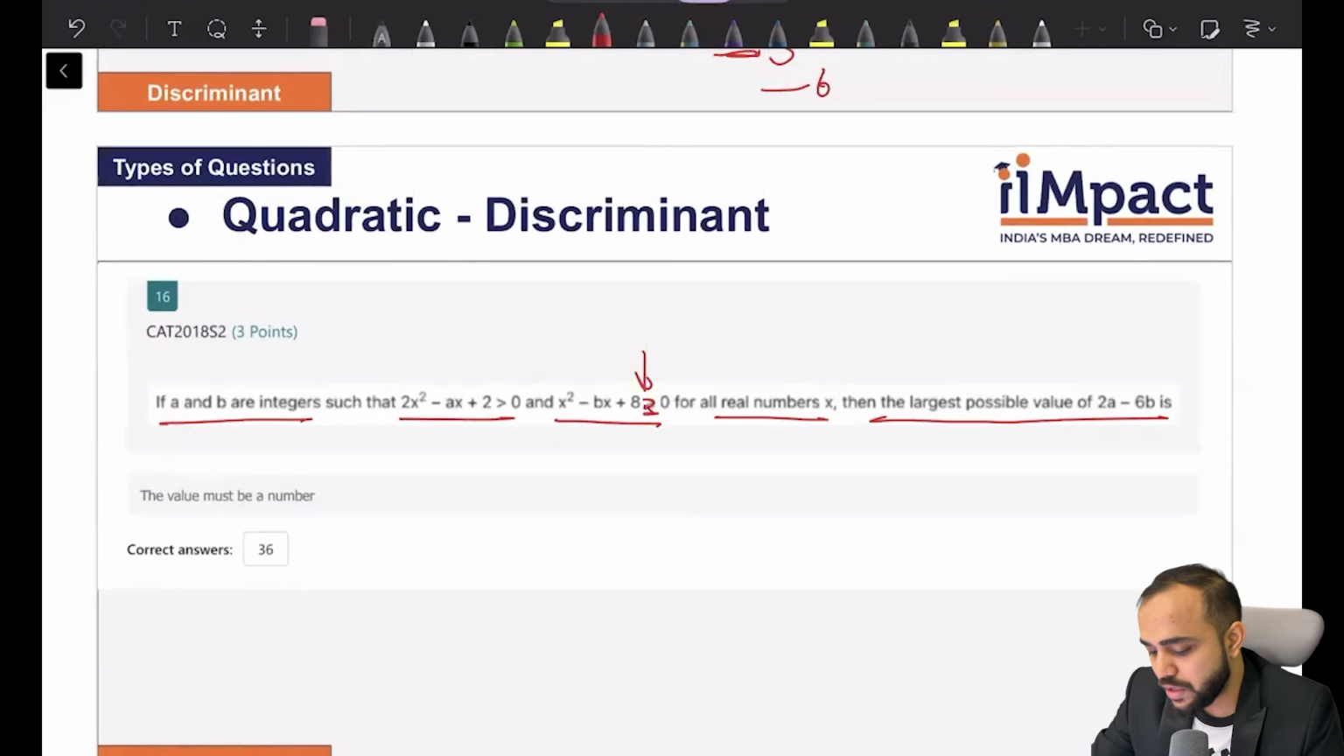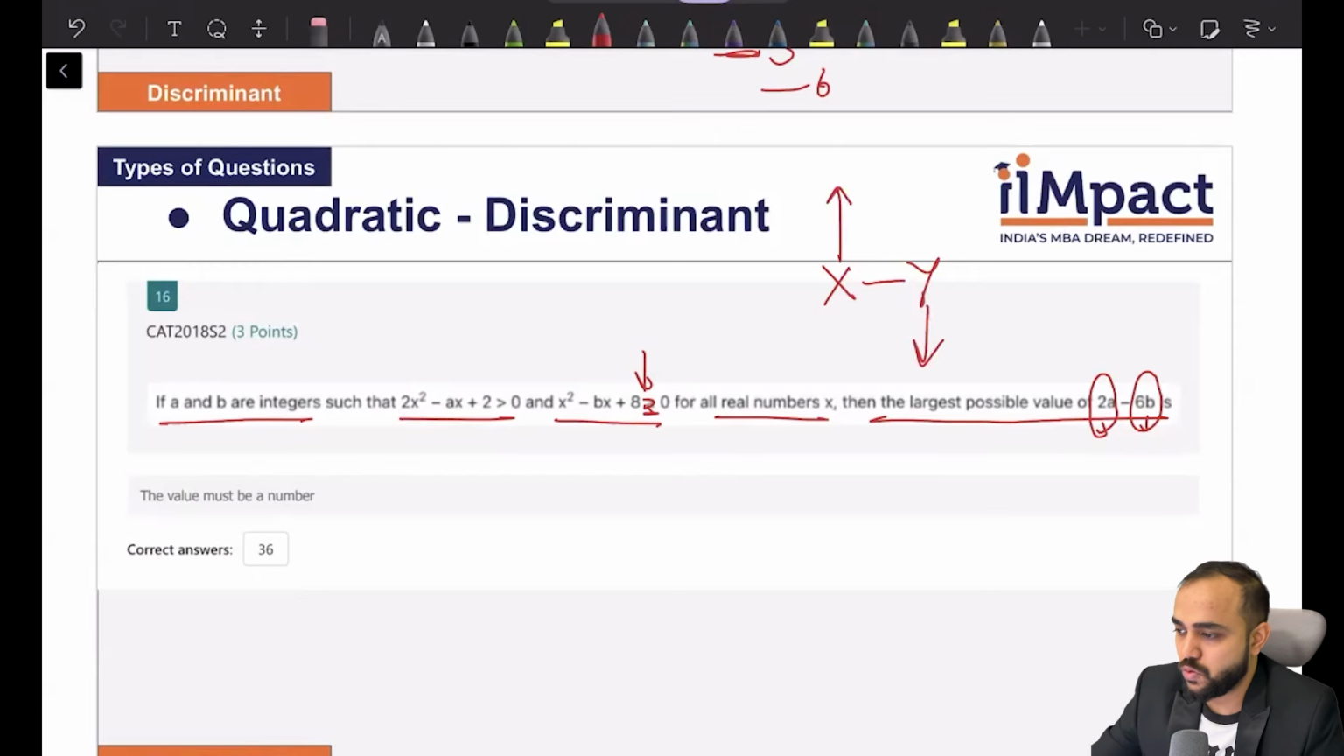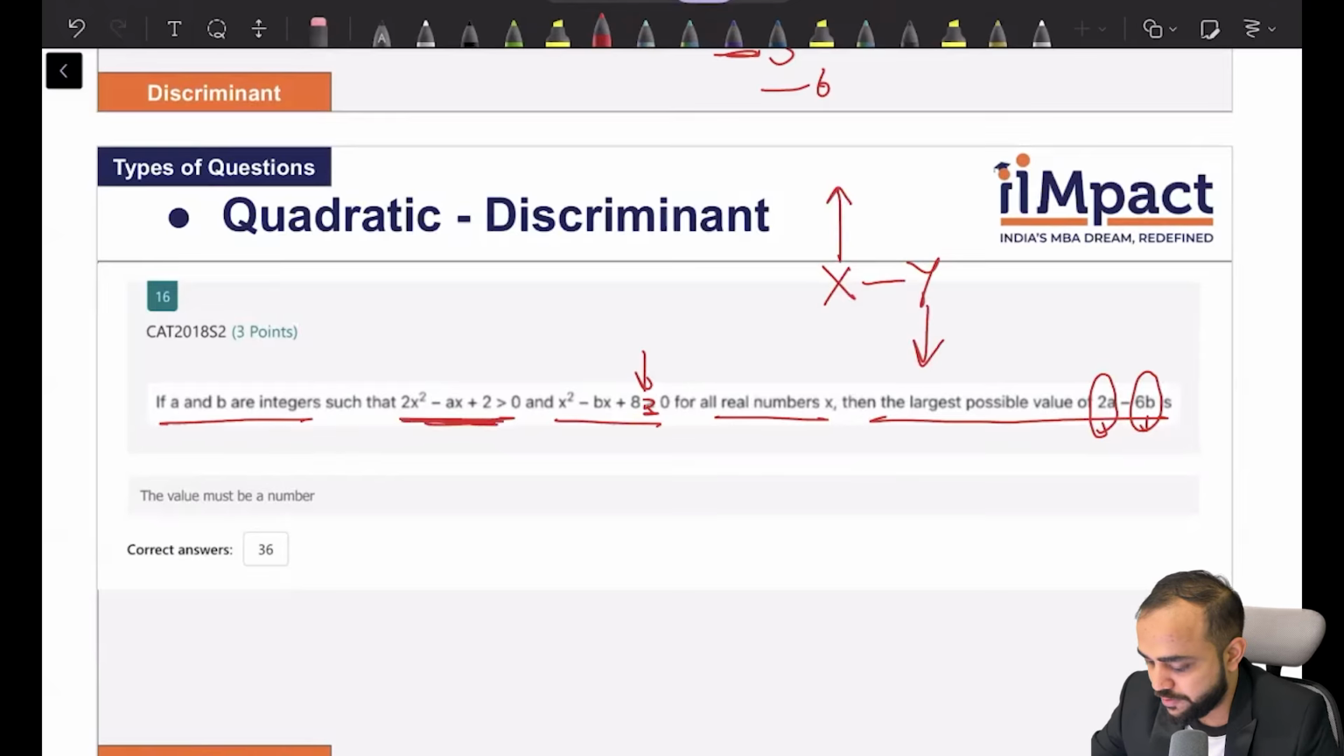So I individually have to find the maximum value of a and the minimum value of b, so that their difference is maximized. If I give you something like capital X minus capital Y, and if I ask you to maximize this, what would be your thought process? I can either increase X, or I can decrease Y, or I can do both. So you will get what here?